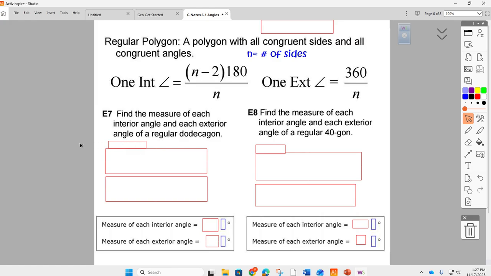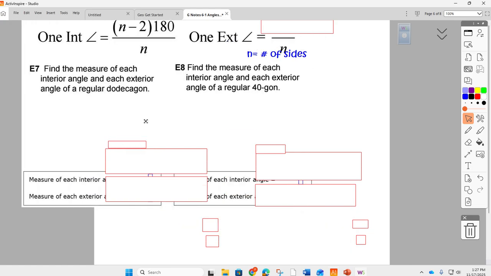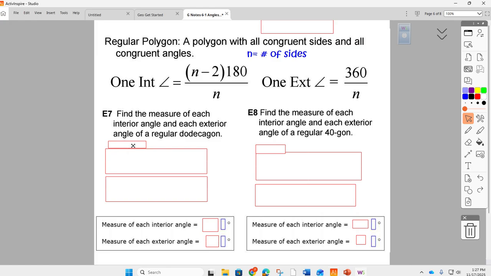N equals 12. So we're going to find the interior angle and the exterior angle. We're going to find the interior angle first. I should have used a variable for that. The interior angle is equal to 12 minus 2, all multiplied by 180, and then divided by 12. So we're just replacing the n with 12.